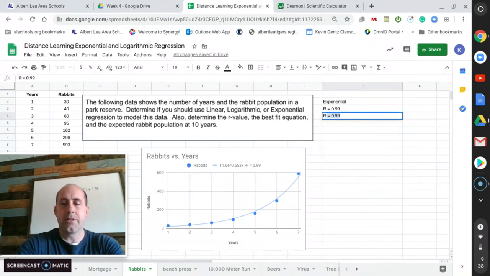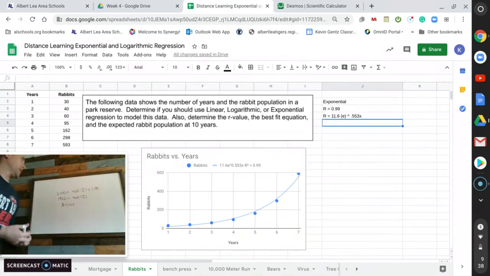So it looks like number of rabbits is equal to, this is where it's a little bit different, folks. It says 11.6 times E. E is a number, and I'm going to write it on the board here in a second. E raised to the, and to show raised to the, you use a caret key. It's shift 6. 0.553x. And there we have it. I'm going to write that up on the board so you can understand what that is.